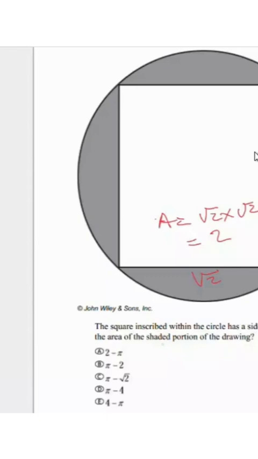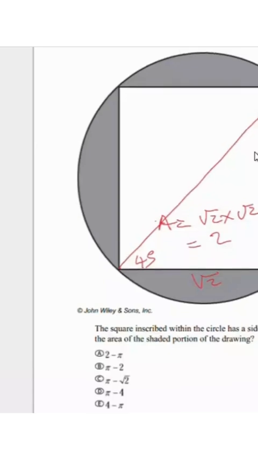Here, one of the sides is root 2. So root 2, then root 2 times root 2, which is 2. No, the diagonal is 2, because if we do 45, 45, 90, with ratio 1, 1, root 2, root 2 times root 2 is 2. So the diagonal of this square is 2.